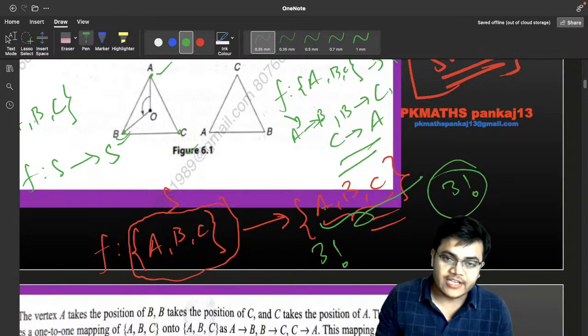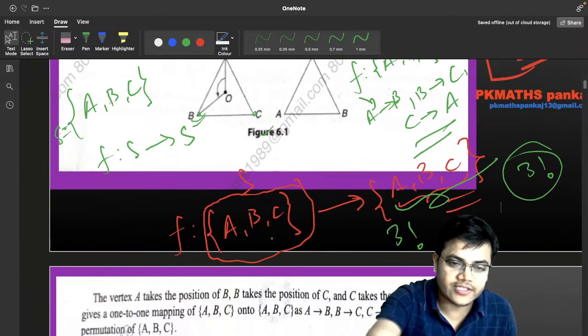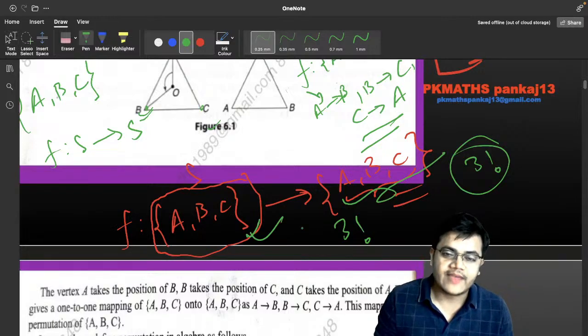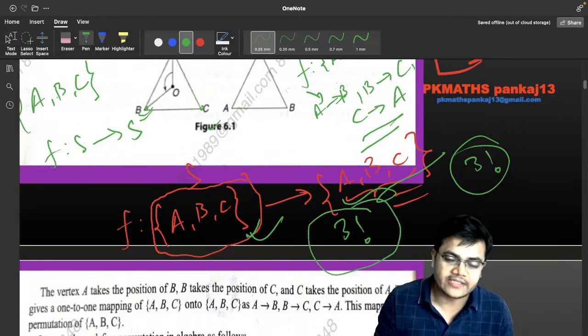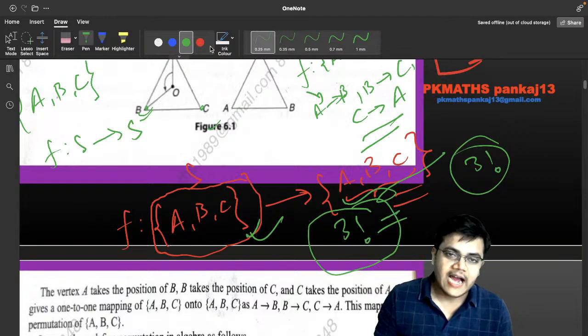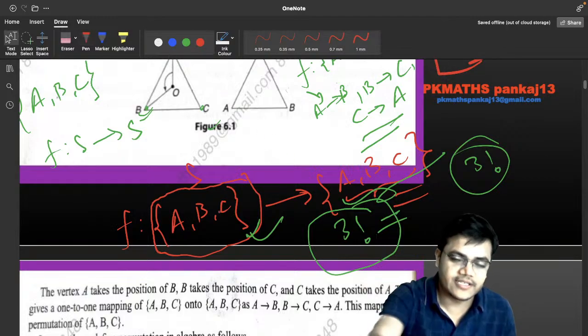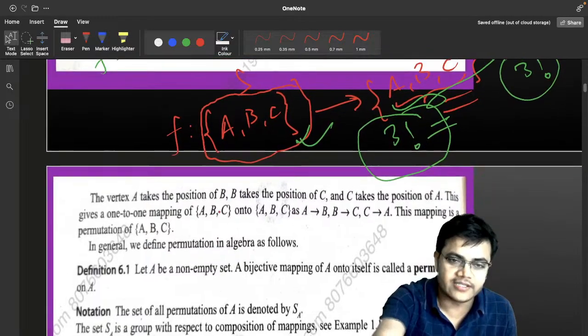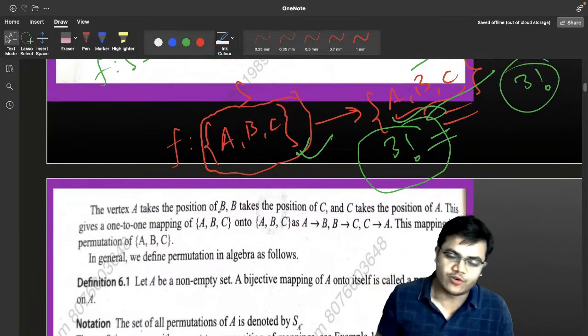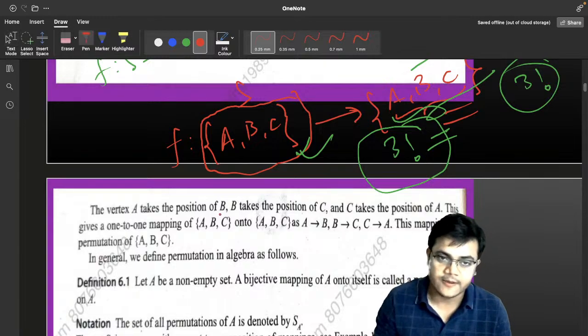We are going to discuss all these things in a proper way. If you have 3 elements, then there will be 6 elements, that is, 3 factorial elements in the permutation group. I am going to discuss all these things in detail. Don't worry, the representations and everything will be discussed in a very beautiful manner with the help of the questions.